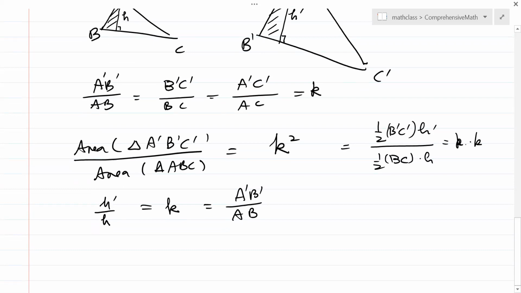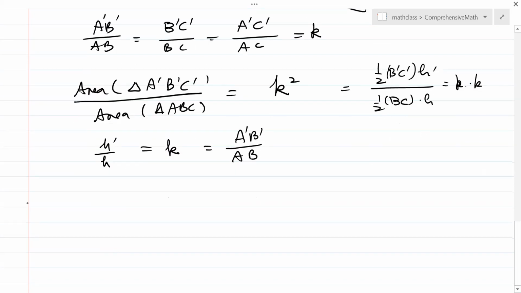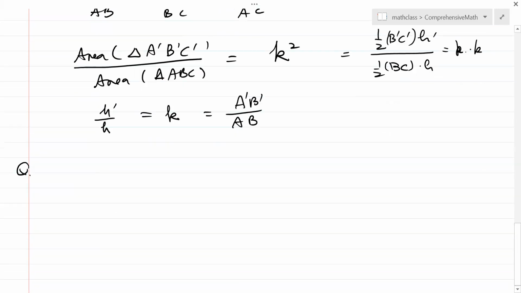It's reasonable, but here's the proof. You still use the original formula, base times height. The ratio of the base is still K. The ratio of the height also should be K. So that's why K times K equals K squared, right? So here's a problem.